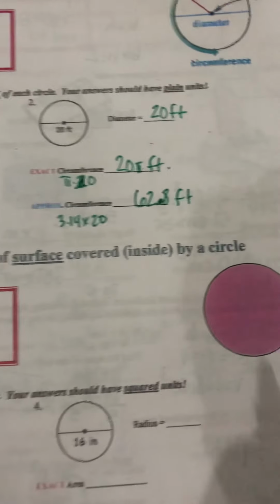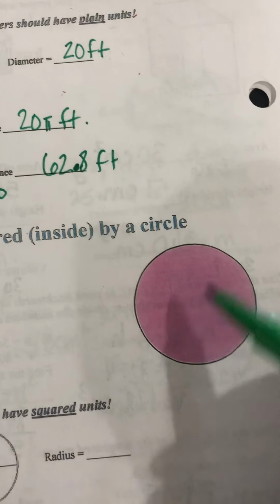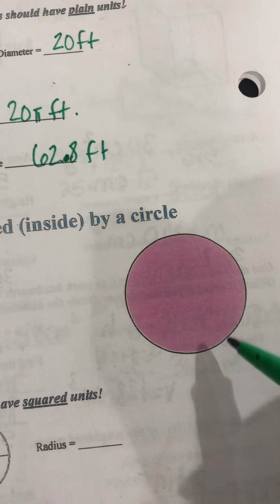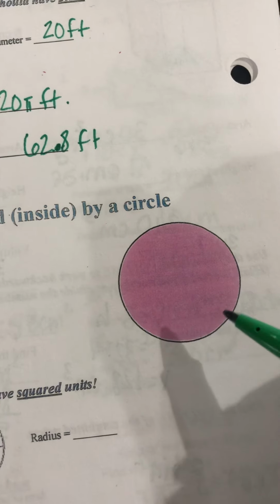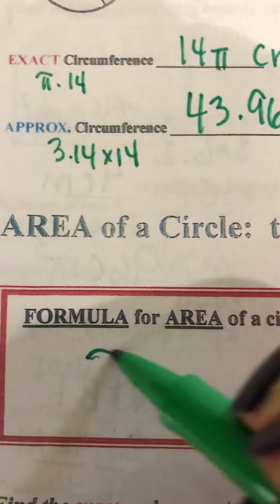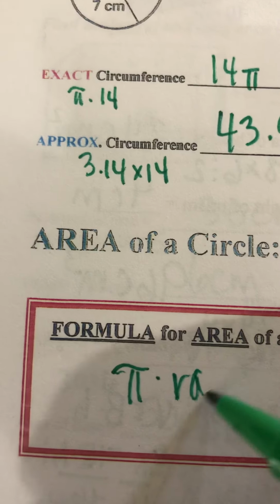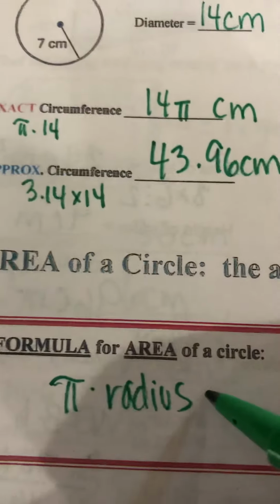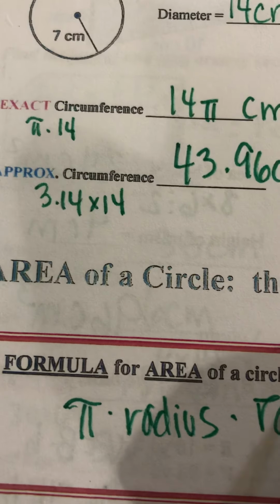Area is not going around the circle, but area is going inside the circle. So the formula for area of the circle is pi times radius times radius. Pi times radius times radius.